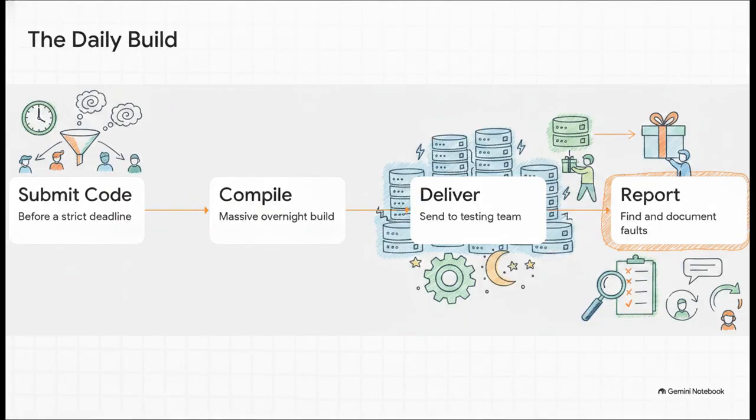So here is how the daily build acts as a really practical solution for those massive systems. Step 1, the team sets a hard deadline, let's say 2 p.m. Everyone has to submit their code by that exact time. Step 2, a massive, comprehensive compilation and linking process kicks off and runs overnight when the servers aren't busy. Step 3, the next morning, this brand new built system is handed straight over to the testing team. And step 4, the testers run their suite of tests and report any faults back to the developers to fix for the next daily cycle. It's a very structured, reliable rhythm for those super complex environments.